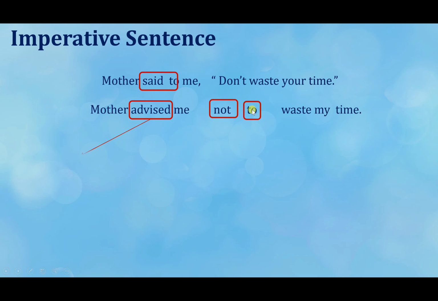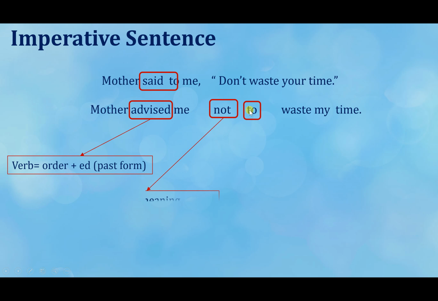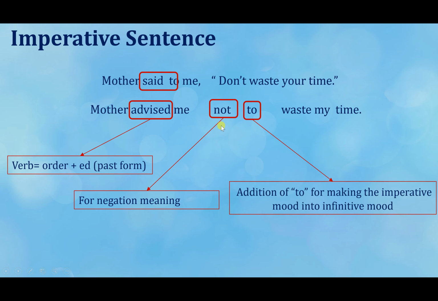Now see, like the earlier one, just one new thing, that is not. When you get a negative sentence, you will use not before to. The rest of the things are similar to the first example.